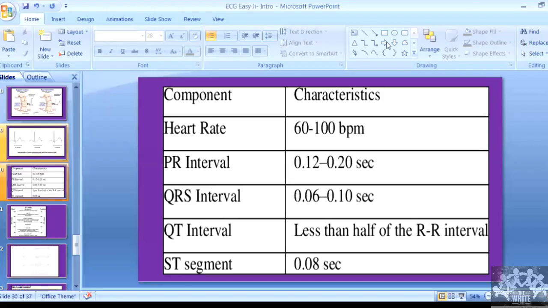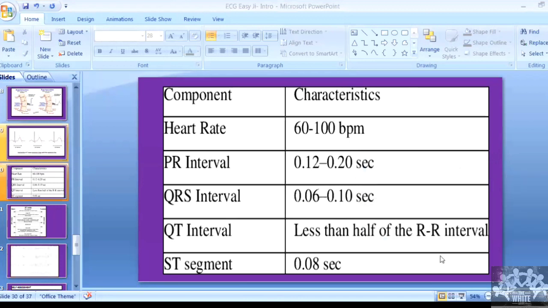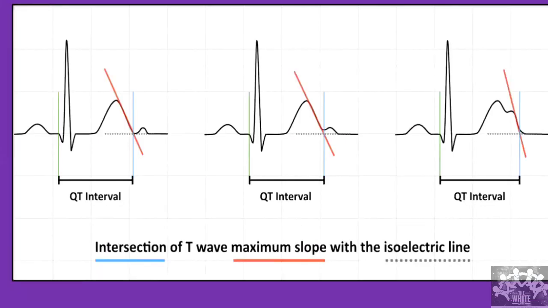I have one more question. Why does the QT interval have two waves? Because in the QT interval, we are going to measure the entire ventricular activity. I'll come to the U wave also, after this will be the U wave. Yes, the QT interval has two waves. There is no specific reason why they have taken two waves. But we are going to look at the entire ventricular activity. That is what the QT interval is.